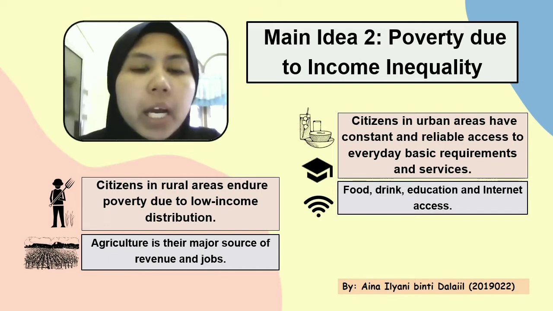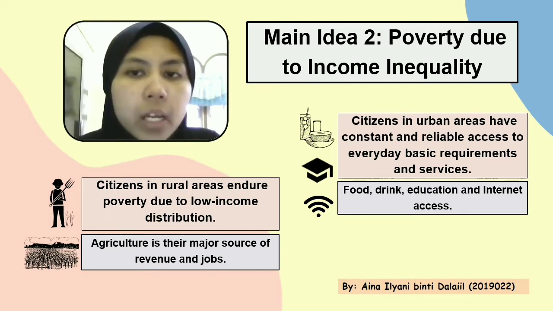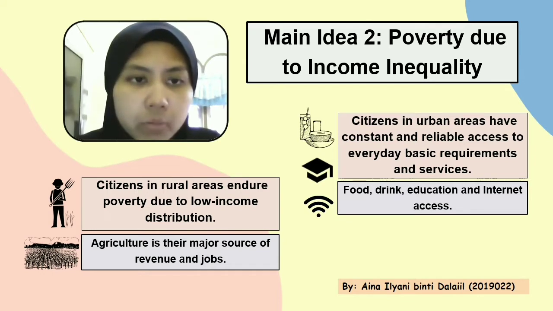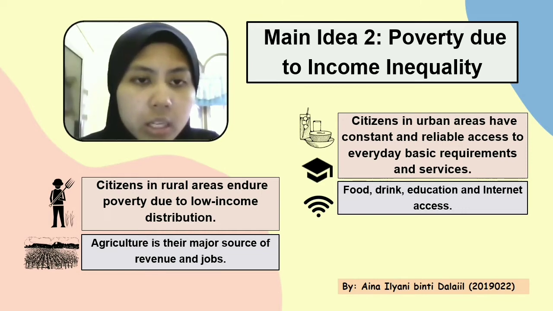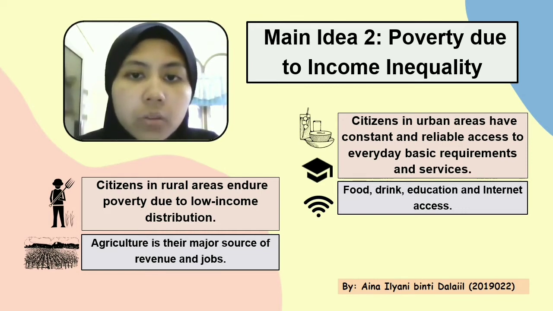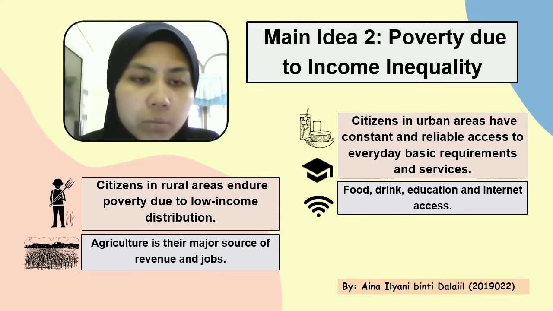Malaysia is a developing country that is known as an open upper middle income economy. Nowadays, Malaysia puts a focus on the tertiary sector, also known as the service industry. In Malaysia, poverty resulting from income inequality is still a major problem. Citizens in urban areas have constant and reliable access to everyday basic requirements and services such as food, drink, education, and even internet access. On the other hand, those living in rural areas such as Kelantan, Sabah, and Sarawak endure poverty due to low income distribution.